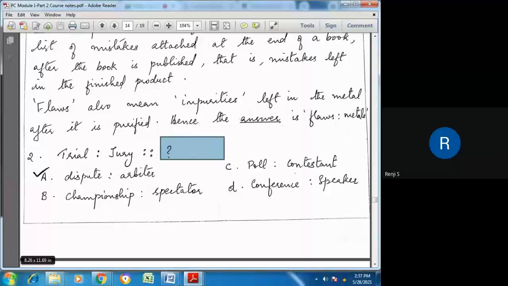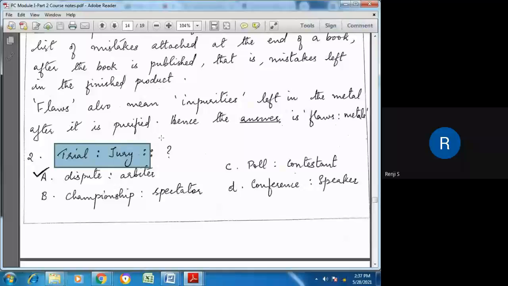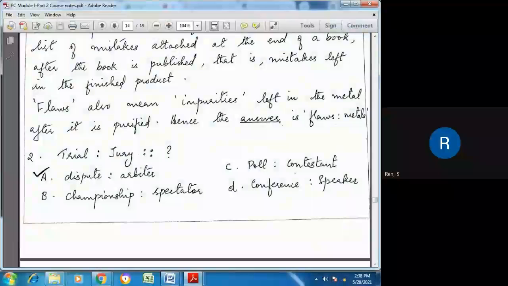The question can be asked in different ways. So the first pair is trial is to jury. So what will be the next pair which has the same relationship as trial has to jury? Which is the pair that has the same relationship among the four pairs given here, A, B, C, D?